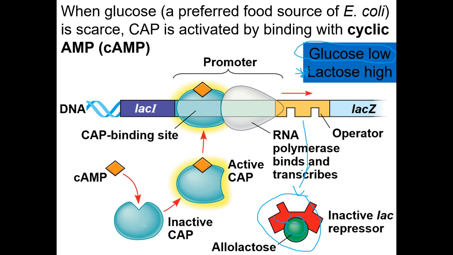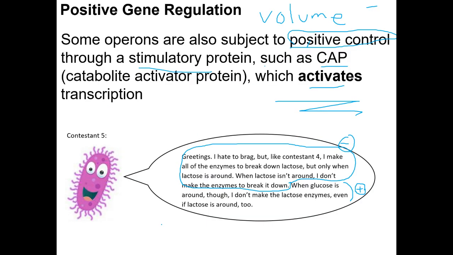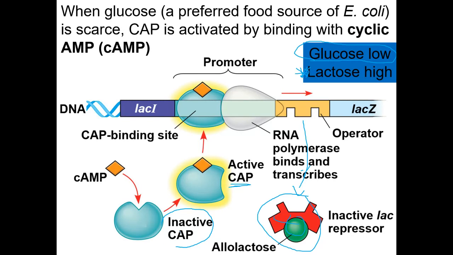So what happens is you've got this CAP, this catabolic, what does it stand for again? Catabolite activator protein. So you've got a lot of this CAP around. It's normally inactive, but if you have cyclic AMP around, they're going to join together, and now you've got active CAP. So when glucose, which is a preferred food source, is scarce, meaning you don't have much glucose, lactose is your best shot. CAP is going to be activated by binding with cyclic AMP. Remember, cyclic AMP is a very common second messenger that we talked about several units back.